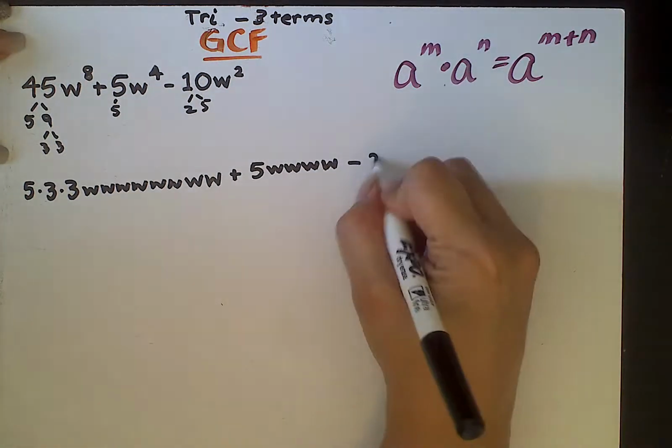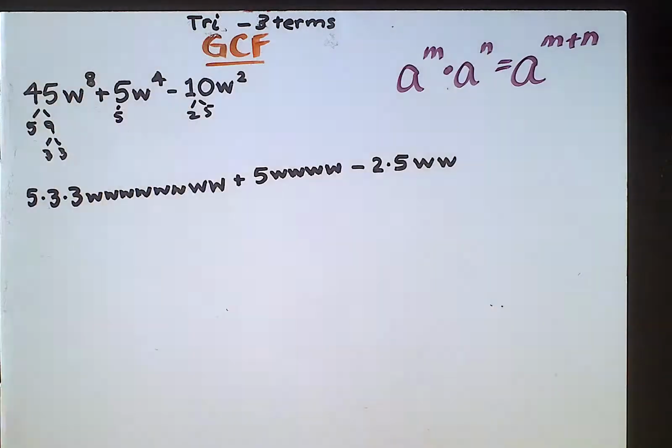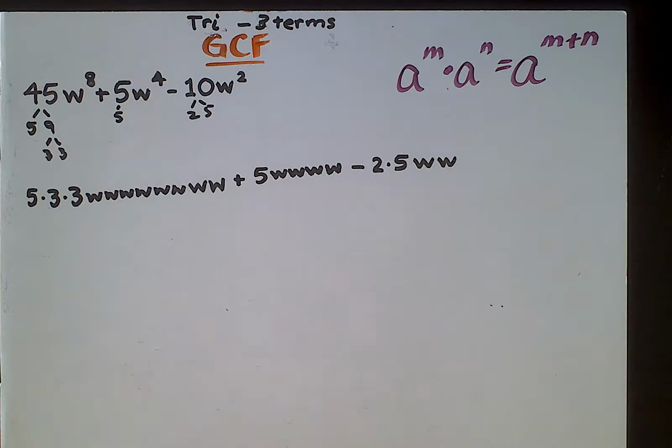Minus 2 times 5, and then 1, 2 W's. Oh, you're very welcome, Jordan.